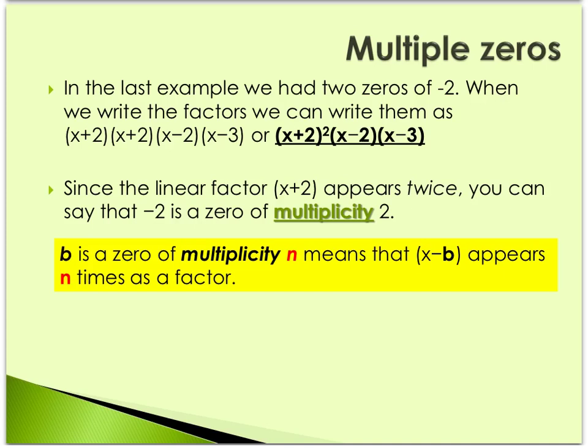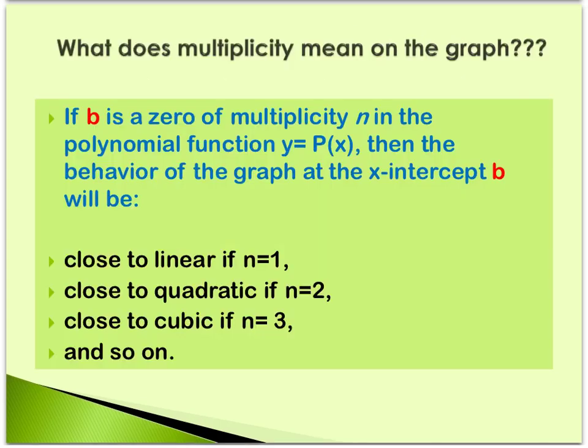We say that that zero has a multiplicity of however many times it appears. So if b is a zero and it has multiplicity of n, where n is some number, then that means x minus b is going to appear n times as a factor. So let's say that 3 is a zero and 3 has a multiplicity of 4. Well, then that means x minus 3 to the 4th power is going to be a factor. So x minus 3 is a factor 4 different times. So the multiplicity of a zero is going to change the way the graph looks at that zero.